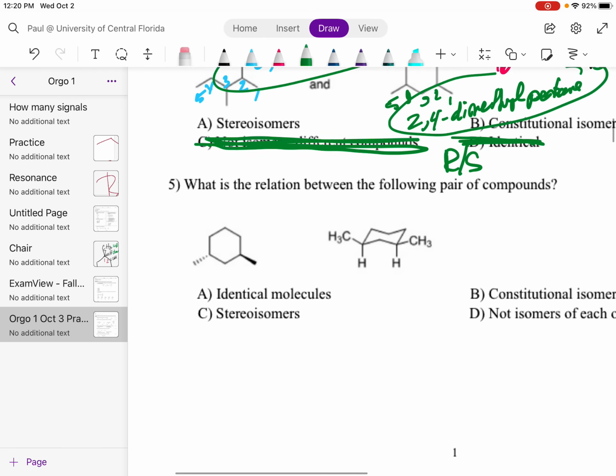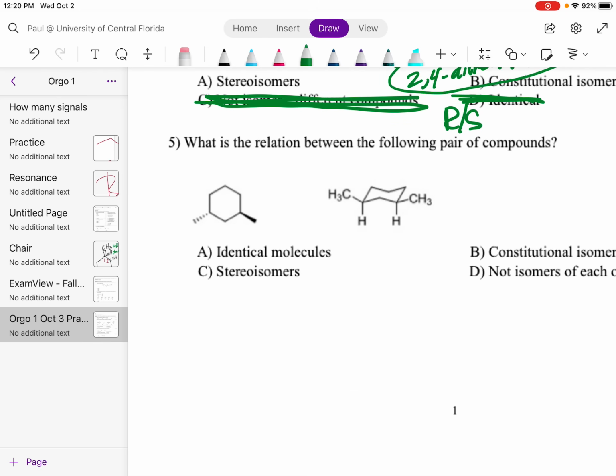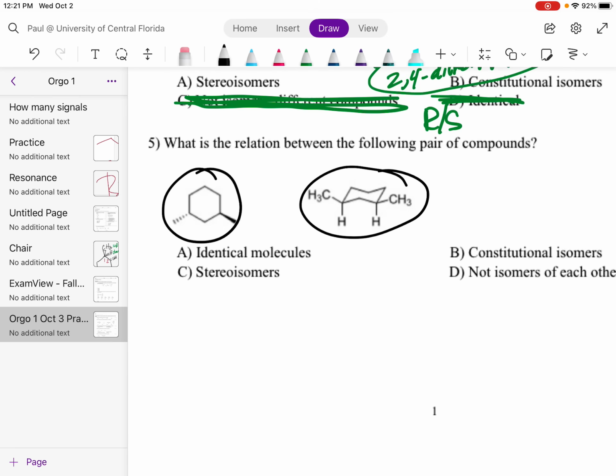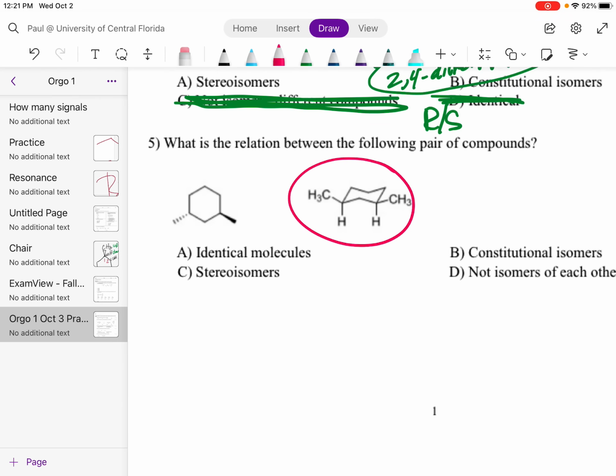So what is the relationship between these two pairs of compounds? When you see a problem like this, it's basically saying this is an apple, this is an orange. You're making that comparison. You can't do that very well. So you have to convert one of these, either convert this to a chair or convert that to the skeletal structure. It doesn't matter which one you do, whatever one works best for you. So I'm going to take that chair and just convert it into the skeletal structure.